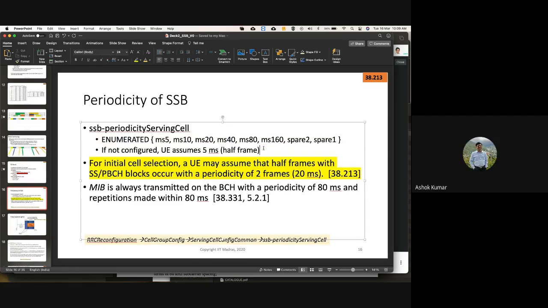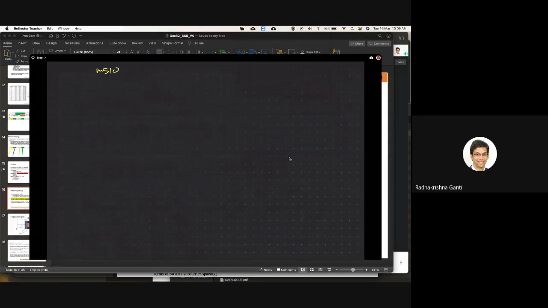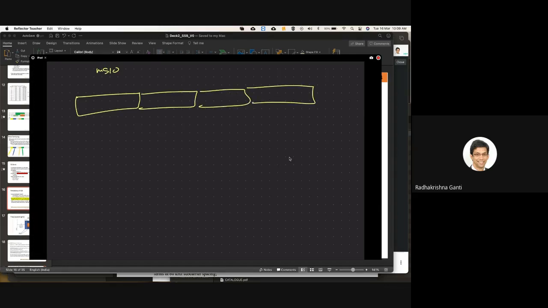So that means you can define how many SS blocks you want depending upon requirement, right? Yes. For example, if you take MS10, I'll show you my screen again. Essentially this is the first half frame, second half frame, third half frame, fourth half frame. So SSB would be present in this, again in this. If you take MS20, essentially the SS block would be there, there, here and in the last. So these are the configurations that are allowed.